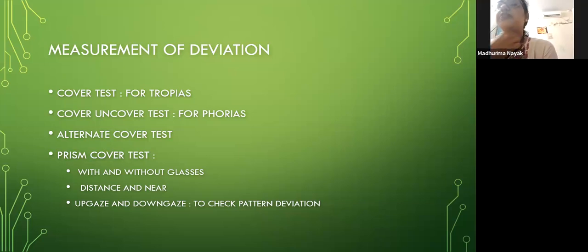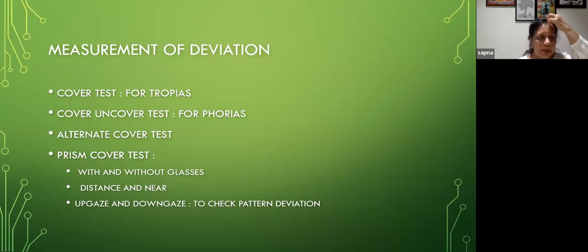So in this prism test, we don't need a source of light to look at the reflection? I'm coming to that. Now if you go to the prism cover test here, there are many components in this. We have to take the measurement with the glasses and without the glasses, for distance and for near, and preferably in all the 9 gazes.